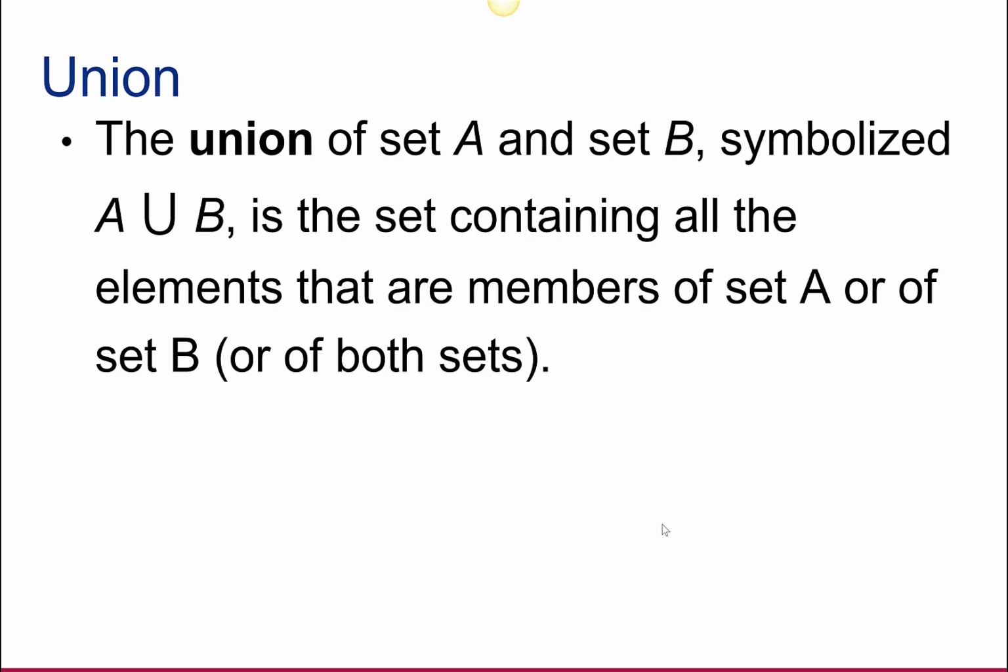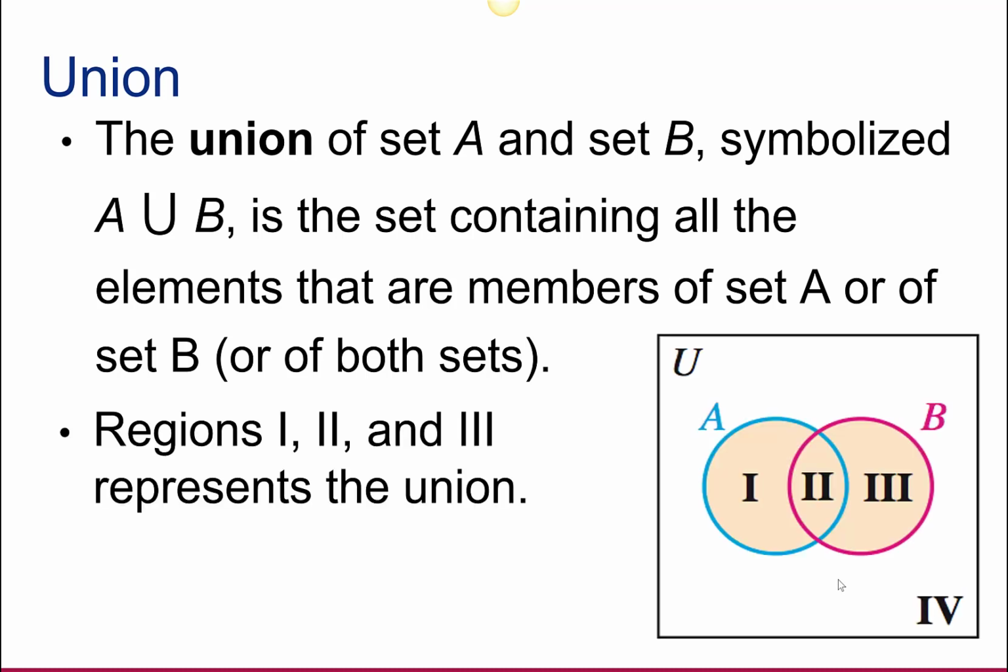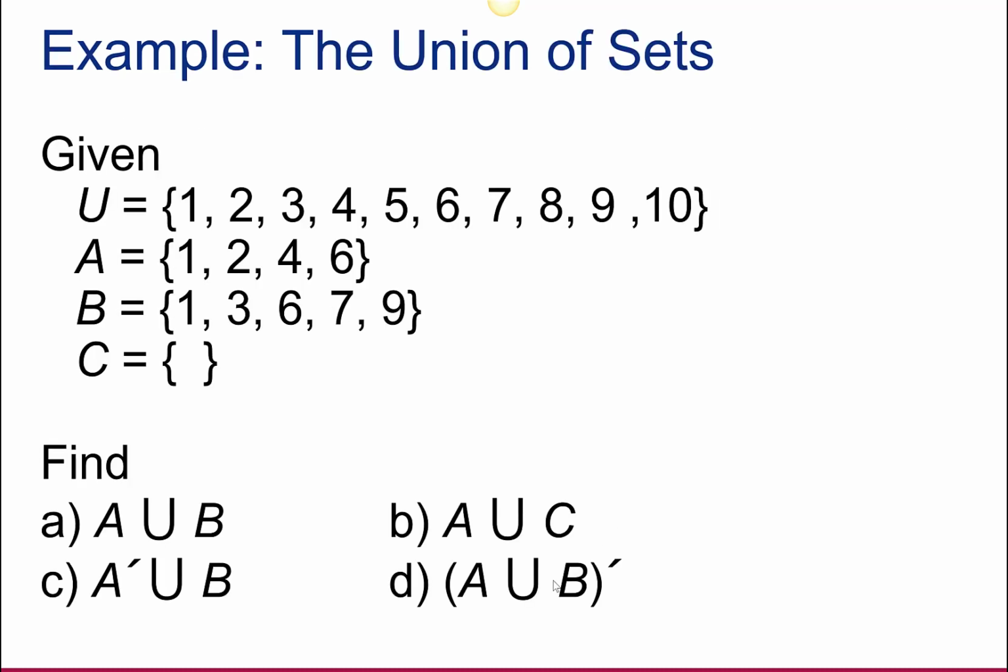Union. The union of two sets is symbolized with a U, a special symbol there. It is the set containing all the elements that are members of set A or B or both sets. And this represents regions 1, 2, and 3 on our Venn diagram.